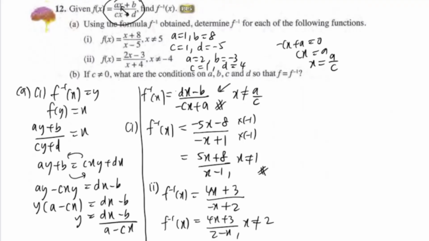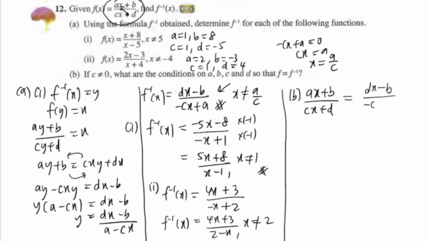Okay, now next, part B. If c is non-zero, what are the conditions such that f is the same as f inverse? This is very interesting as well. When fx is equal to f inverse, we can write the general formula: ax plus b over cx plus d equals f inverse. My f inverse will be, we write the general formula, dx minus b over minus cx plus a. Now I purposely write minus cx plus a because I need you guys to compare.